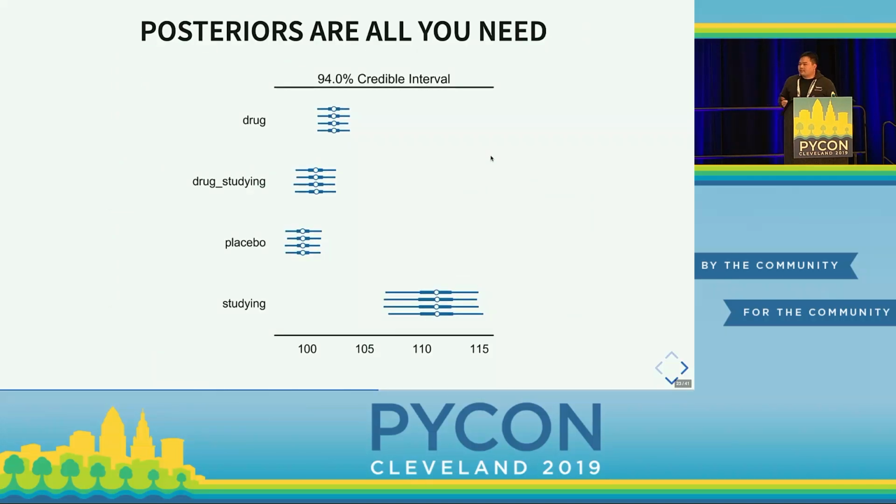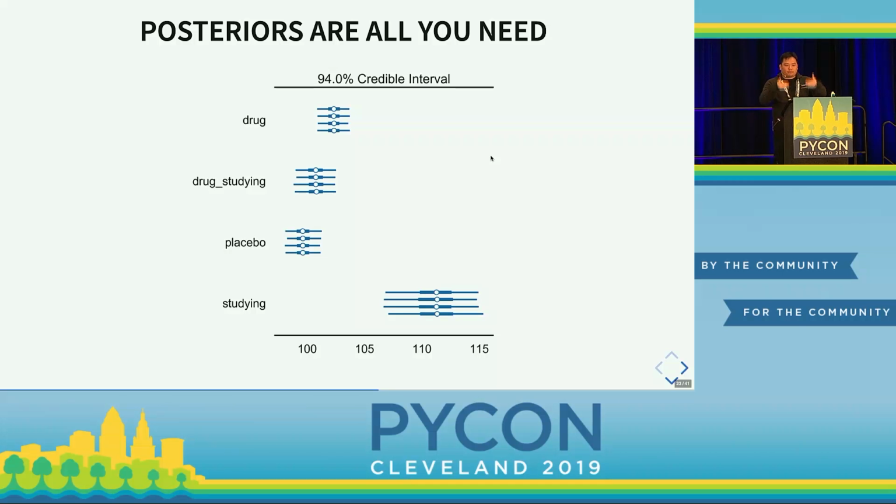How do we analyze the results of a Bayesian model? Well, first off, there's no k-choose-2 pairwise hypotheses test that we need to do. All we have to look at are posterior distributions. This is one particular representation of how we look at posterior distributions. This is essentially what we call a forest plot.